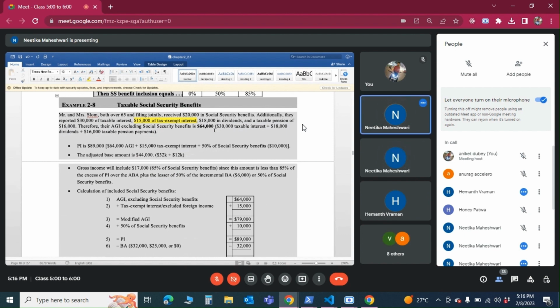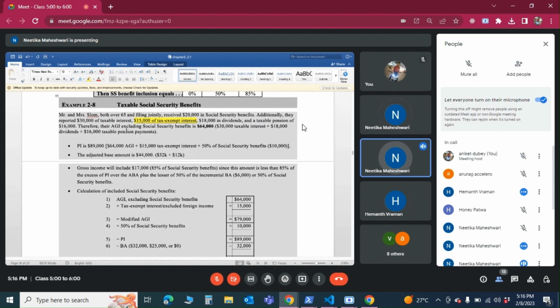Ma'am, can I say? Yes, please, Bhavani. They are not taking 20,000 social security benefits, and they are including 30,000 taxable interest, 18,000 dividends, and 16,000 taxable pension. Why are they not taking the 15,000 tax-exempt interest?